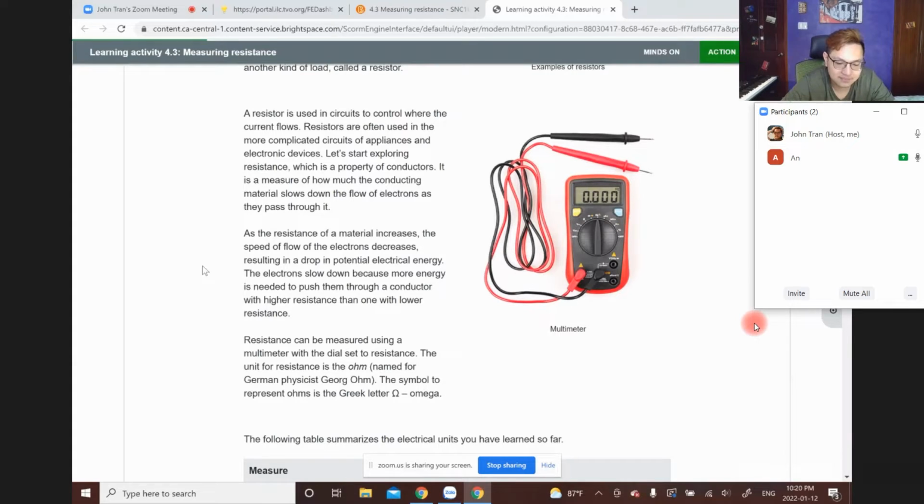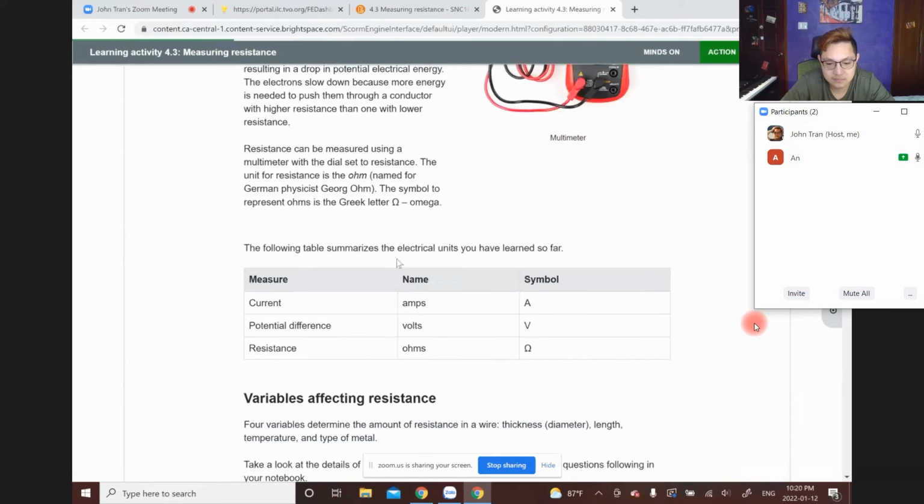Resistance can be measured using a multimeter with a dial set to resistance. The unit for resistance is the ohm, named for German scientist Georg Ohm. The symbol to represent ohm is the Greek letter omega. The following table summarizes the electrical units you have learned so far. Current, amps; potential difference, volts; resistance, ohms.